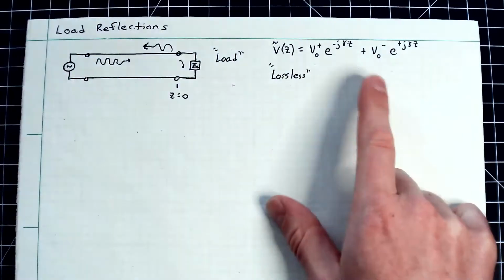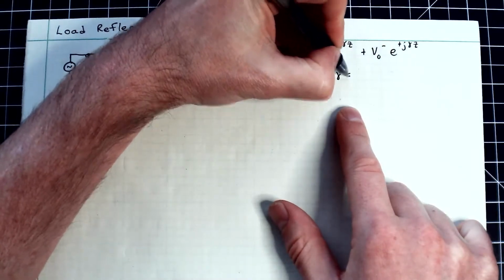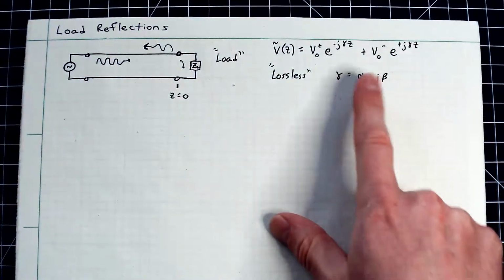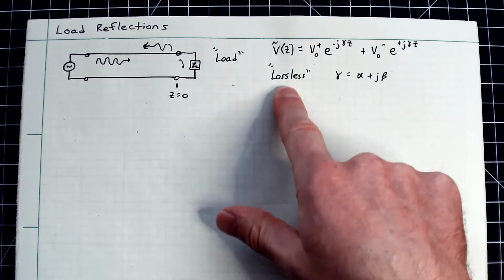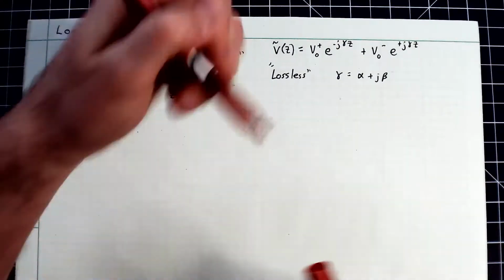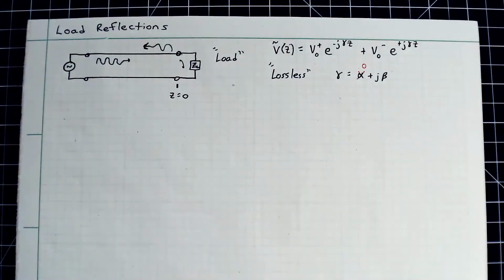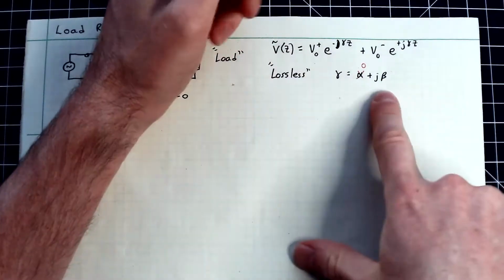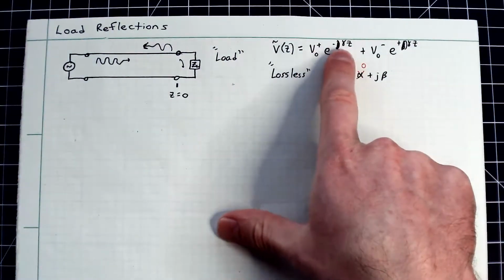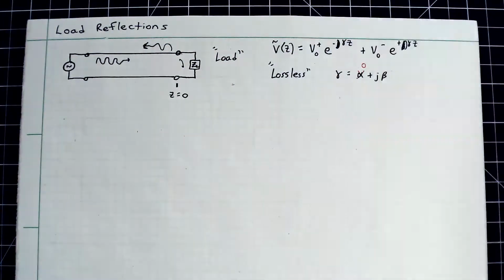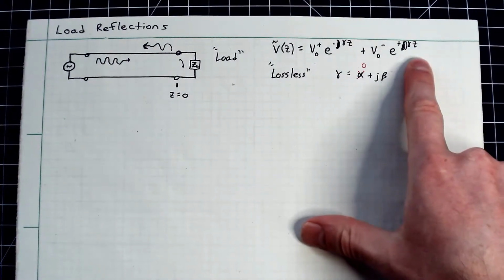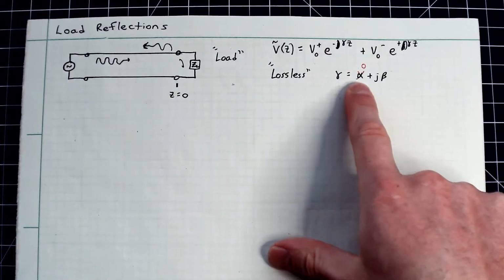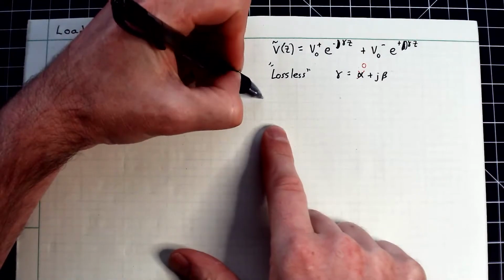Now, another thing we're going to do is make the lossless assumption. You recall that gamma generally would be some complex value, which we would write as alpha plus j beta. But if we're making a lossless assumption, then this alpha term is going to be 0, and all we're going to be left with is j beta. Sorry, these j's aren't supposed to be here yet. So the real part reflects an exponential decay, and the imaginary part represents phase. So with no loss, I get the j beta here.